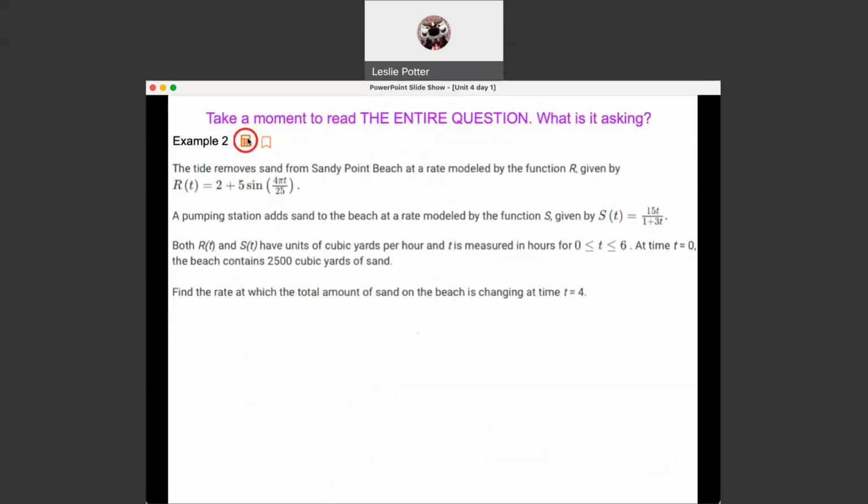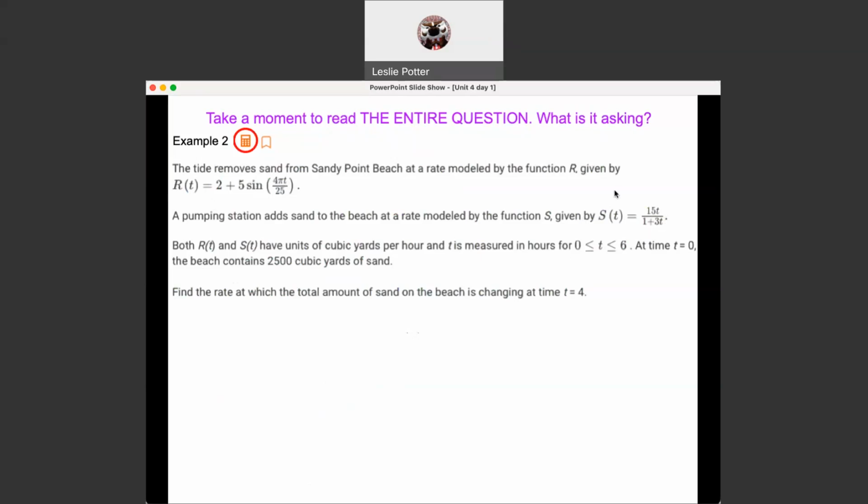Also a calculator problem. It says the tide moves from a sandy point beach at a rate modeled by function r, given by this expression, 2 plus 5 sine 4 pi t over 25. So we know we need to be in radian mode because we see a trig function. A pumping station adds sand to a beach at a rate modeled by function s. That function is 15t divided by the quantity 1 plus 3t. So we literally add sand to the beach because the tide will wash the sand into the lake. Okay, so we have two things happening simultaneously.